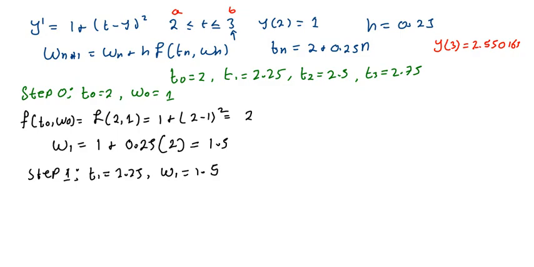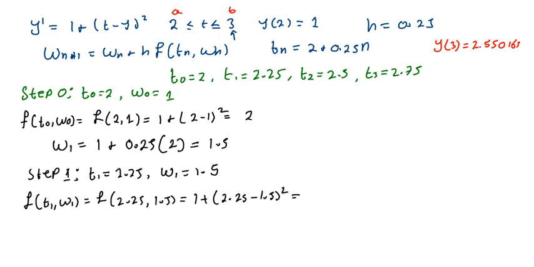Then first things first, once again, you're going to have f of t sub 1 comma w1, which is equal to f of t sub 1, 2.25, comma w1, which is 1.5, and this will be equal to 1 plus t, which is 2.25, minus 1.5 squared, and you're going to end up with 1.5625, something like that.